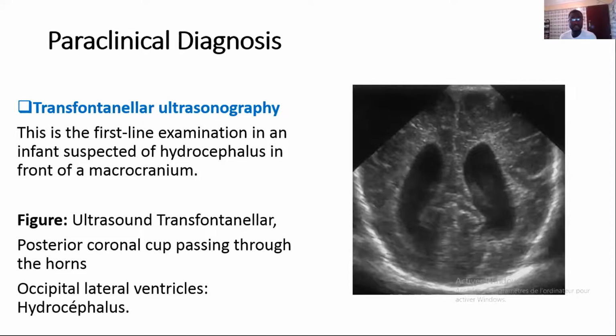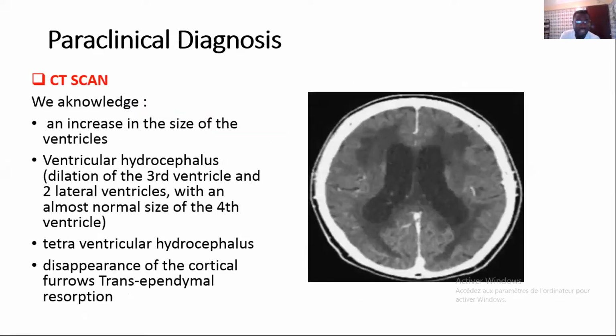Transfontanelar ultrasonography is the first line examination in an infant suspected of hydrocephalus with macrocranium. You can see here a transfontanelar ultrasound, posterior coronal cut passing through the arm, the occipital lateral ventricle, showing hydrocephalus here. On CT scan, we acknowledge an increase in the size of the ventricles, ventricular hydrocephalus, which shows here the dilatation of the third ventricle and two lateral ventricles with an almost normal size of the fourth ventricle. So it is triventricular hydrocephalus and disappearance of cortical sulci with transependymal resorption.